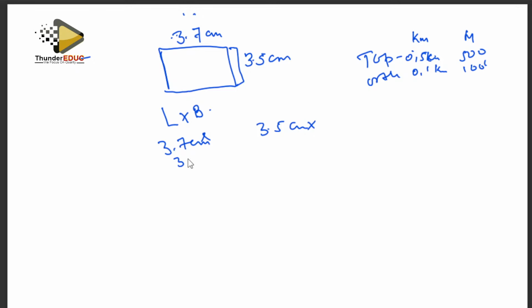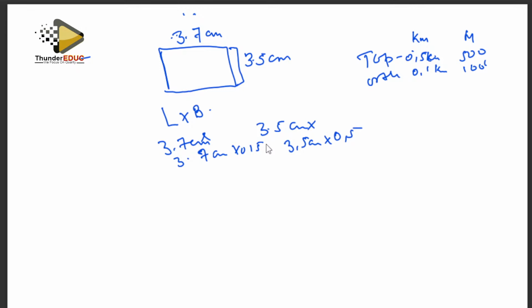So we say 3.7 centimeters. We multiply it by 0.5. Then we come here, 3.5 centimeters. We multiply it by what? By also 0.5. Why 0.5? Because they want the answer in kilometers. I hope we're together, guys. If you have any question, you can just share it in a comment.